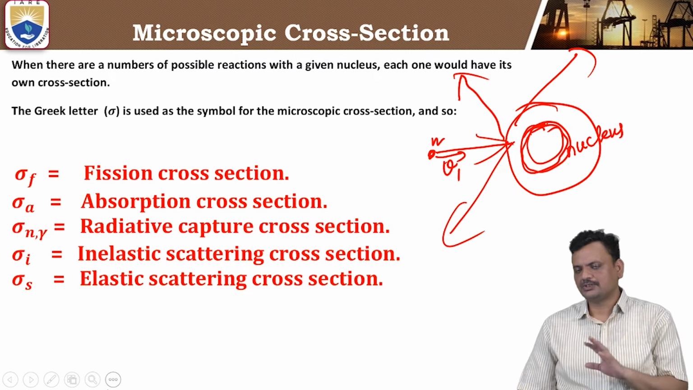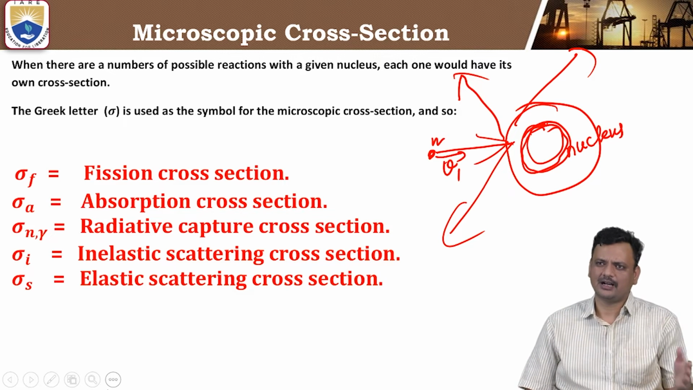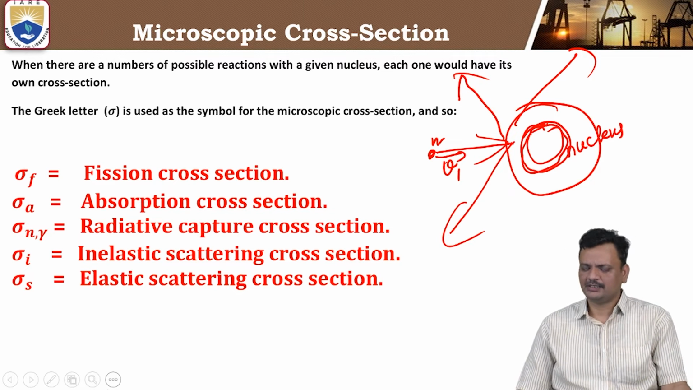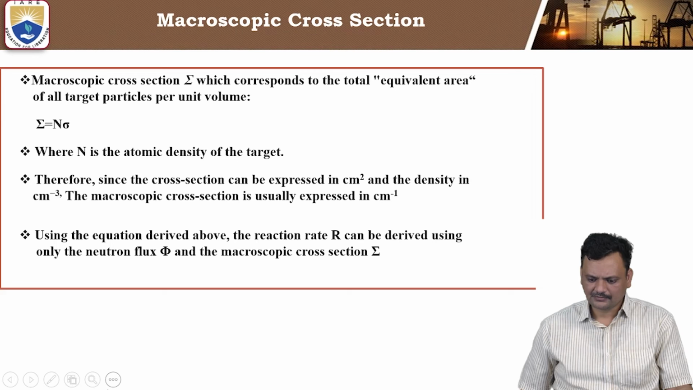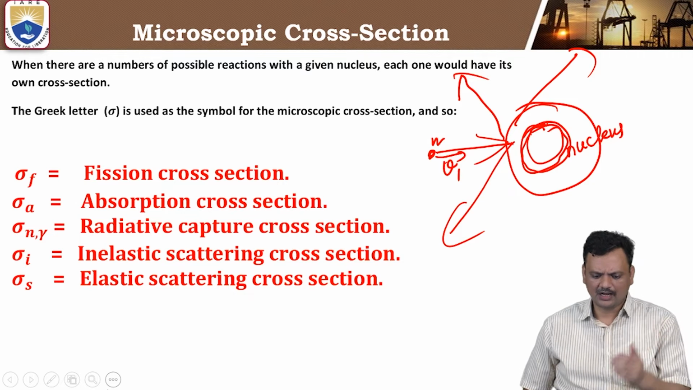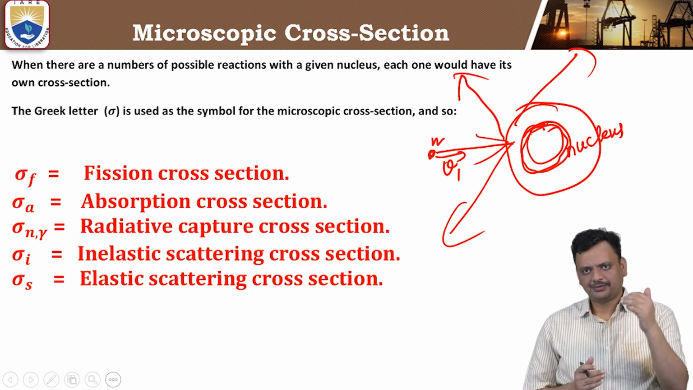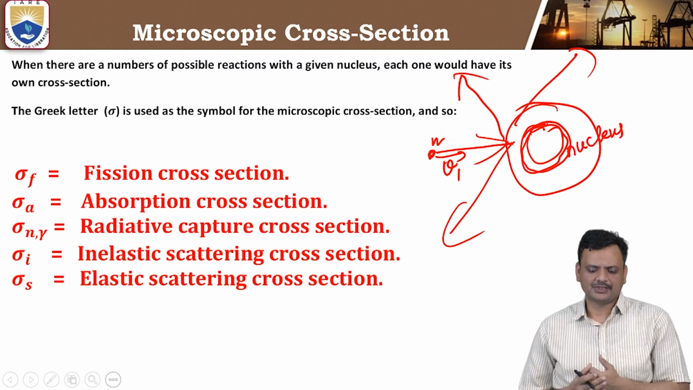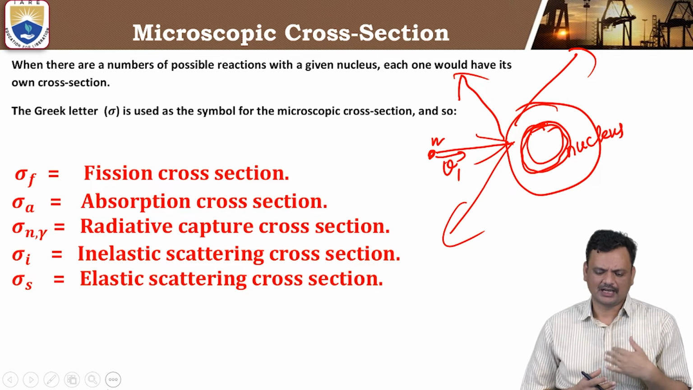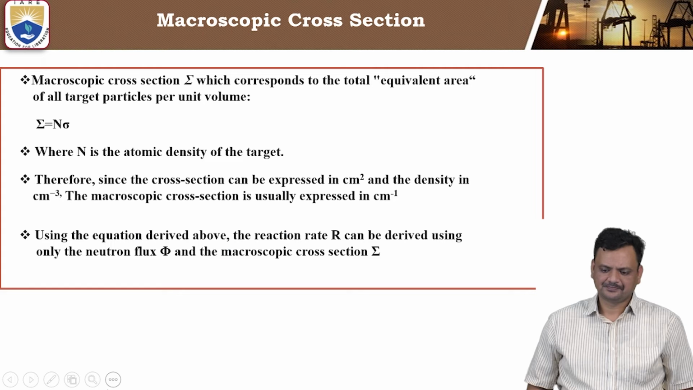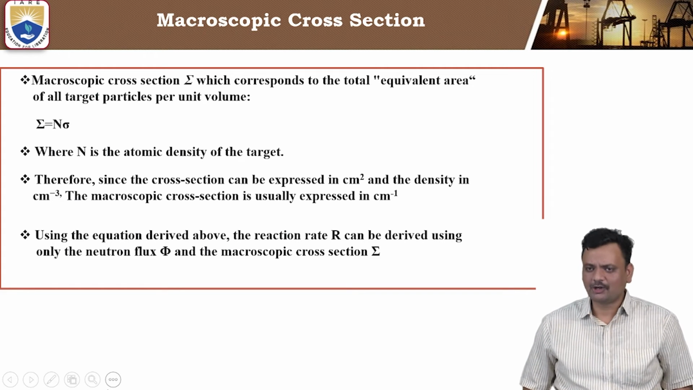And if it loses its energy, then it is inelastic scattering. Okay. So if there is no change in its velocity or kinetic energy or any kind of energy, then it is elastic. And if it changes its energy, then it is inelastic. Further, the sum of all kinds of cross sections is known as the macroscopic cross section. Means fission, absorption, radiative capture, inelastic, elastic, whatever these microscopic cross sections are, if you sum up all, that is known as the macroscopic cross section, and it comes under equivalent area.